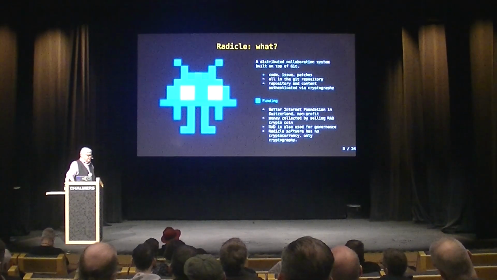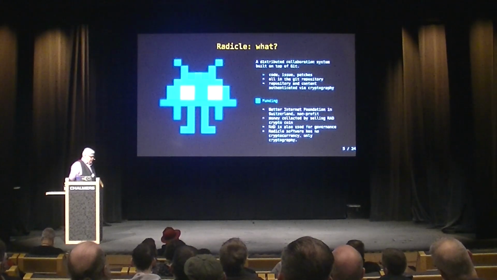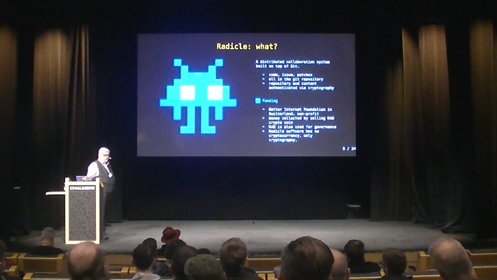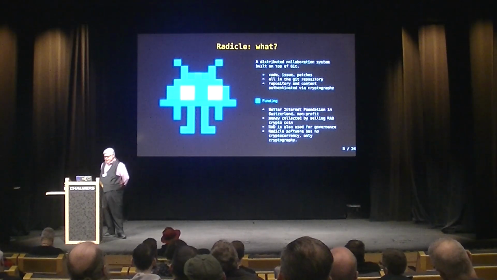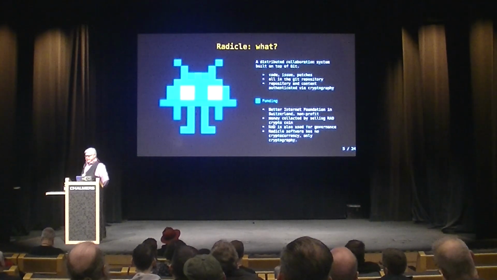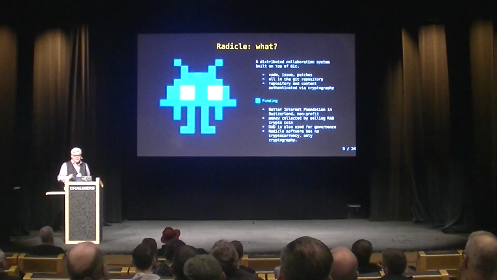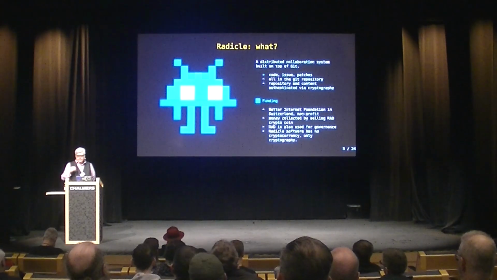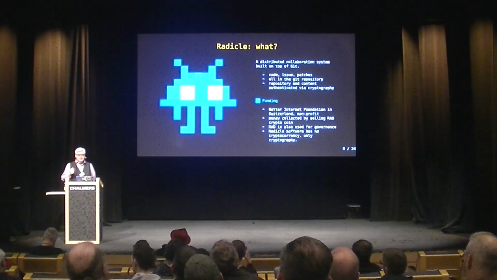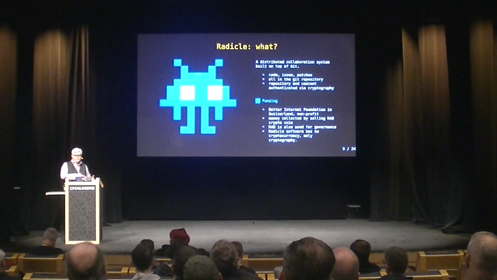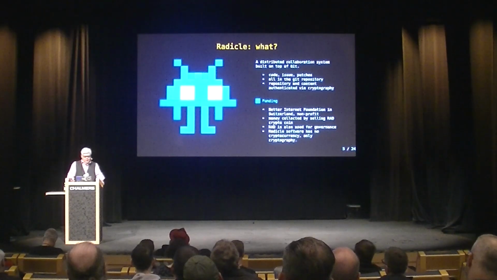Radicle is one way to avoid the centralization problem for version control systems. Radicle takes Git, which is also already distributed, and adds social artifacts like issues and pull requests that we call patches, and stores all of these in the Git repository, not next to the Git repository, which means that if you have a clone of the Git repo, you have everything.